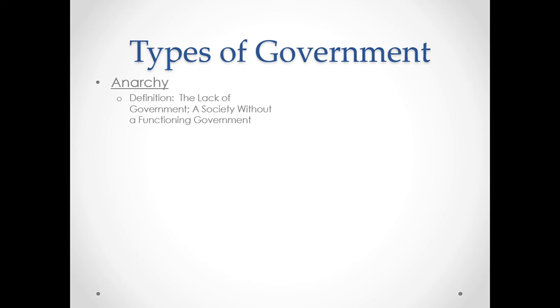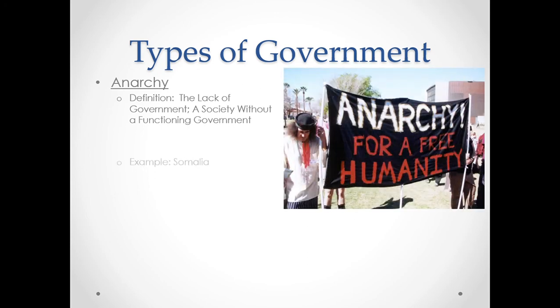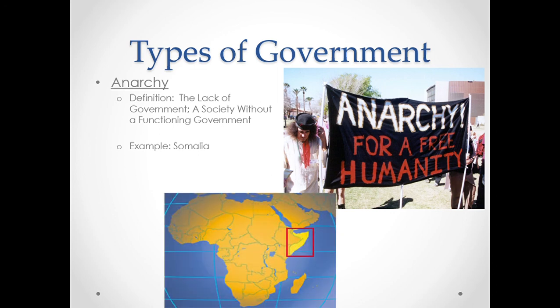In fact, generally you only find them in maybe small pockets, so like maybe a village or something, just somewhere out in the middle of nowhere. Somalia is kind of an example of one because it doesn't really have a functioning government. It's got one, but the government doesn't really do anything. And Somalia is just that country on the Horn of Africa that we've got highlighted and boxed in the picture.